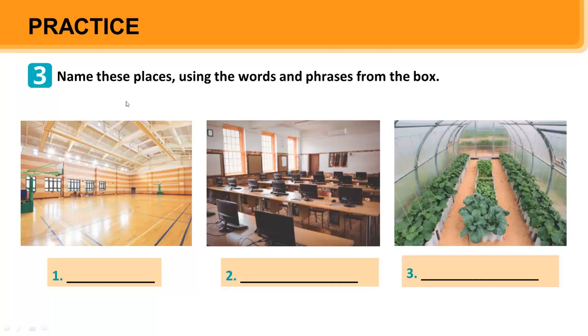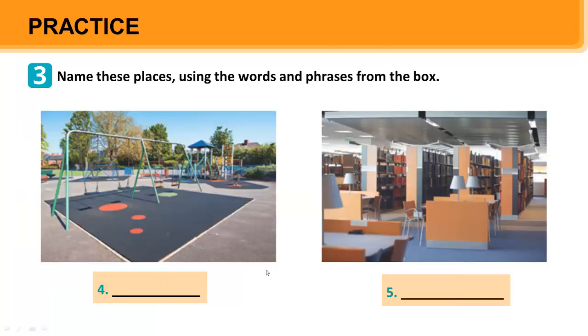Now let's move to activity 3. Name the places using the words from the book. Now look at the picture and then name the places. Try to remember the words we have learned. Okay, the answer number one is gym. The second picture is computer room, and the third picture is school garden. Yes, the fourth picture is playground, and finally we have the word school library.